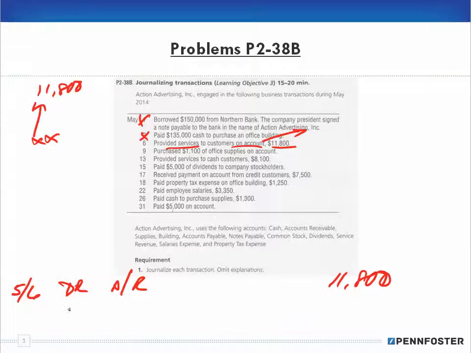And I'm crediting something else. What am I going to credit? Well, what am I doing? I'm providing services. I'm making sales in the normal operation of my business. So when I look down at my accounts, I come over here to the revenue section and I see service revenue. So I'm going to credit service revenue for the $11,800, and that's my entry.